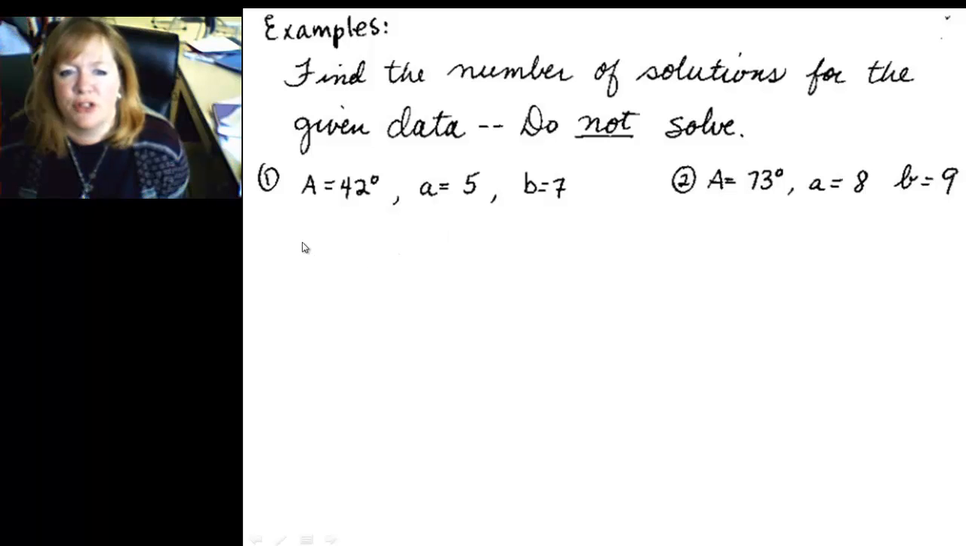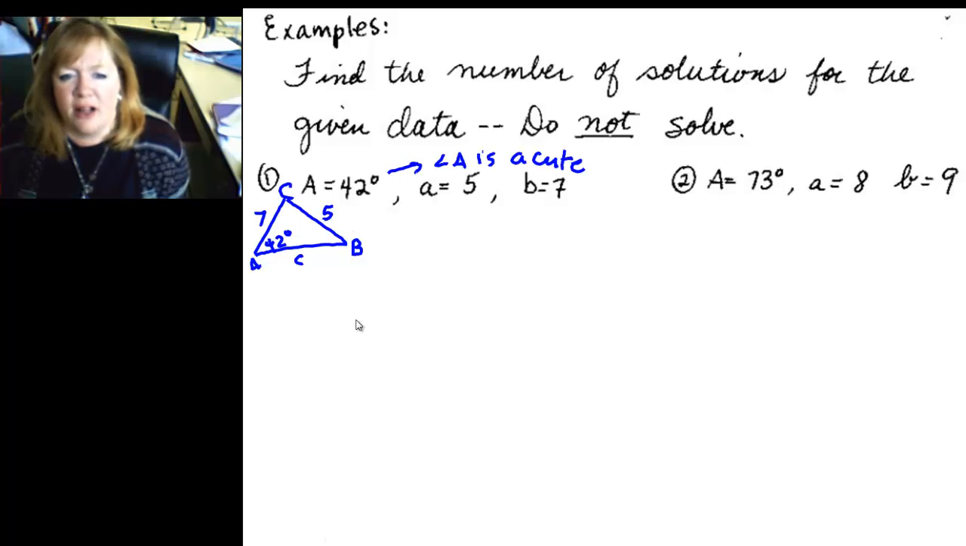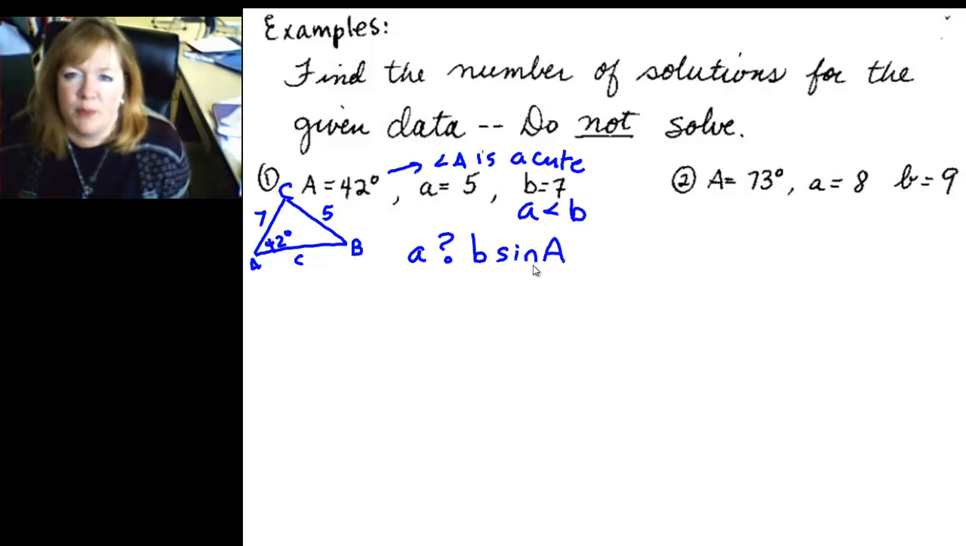Let's do our first example. Find the number of solutions for the given data. Do not solve. So I like to go ahead and draw the triangle, and I have again angle side side. So what I'm going to do is I'm going to say angle A is acute. Well, that's a shame, because that means we have to look and see little a and little b. Little a is the 5, little b is the 7, and A is less than B. So that means we need to go ahead and compare A with B sine A.